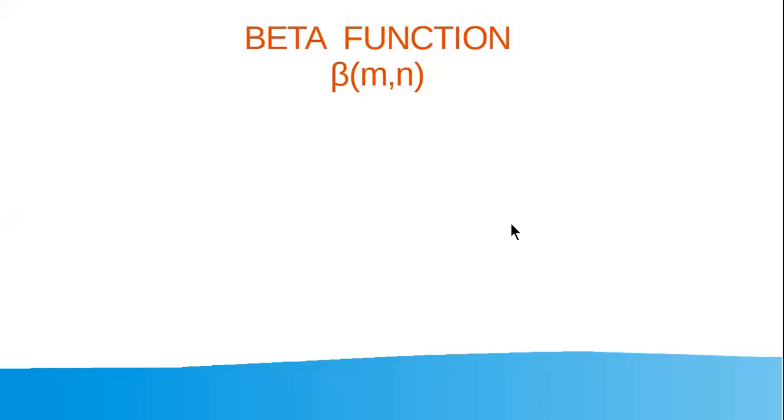Today we will learn beta function. Beta function is one kind of definite integral and it is Eulerian definite integral of first kind. Let's see.